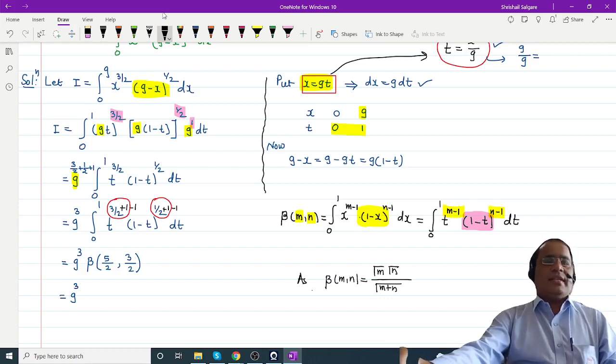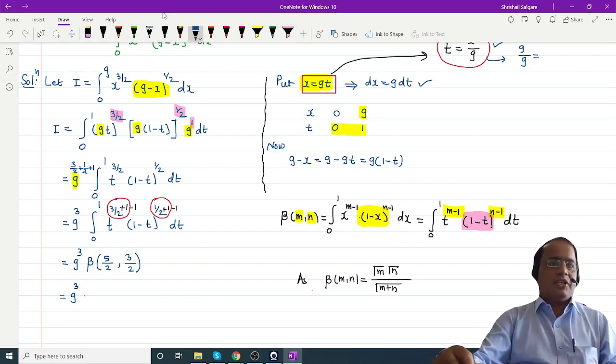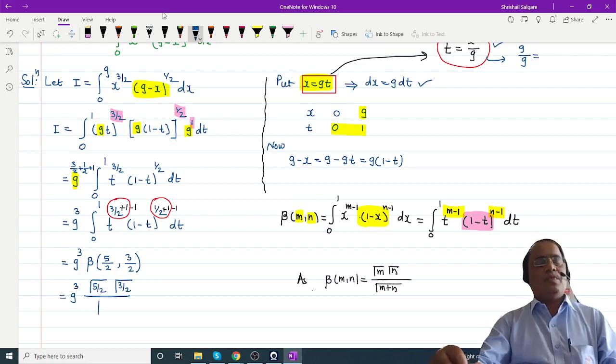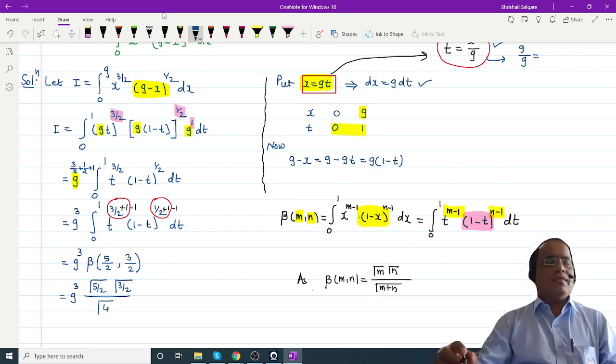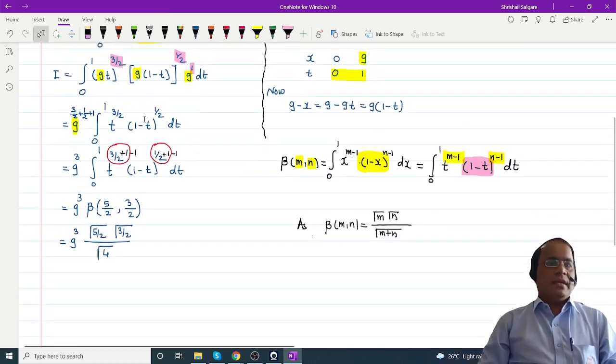Now in this case, the value of m is 5 by 2. You have to write this as a ratio. So gamma of 5 by 2, next, gamma of 3 by 2, divided by gamma of 5 by 2 plus 3 by 2, that is 8 by 2, and it can be written as gamma 4, right?